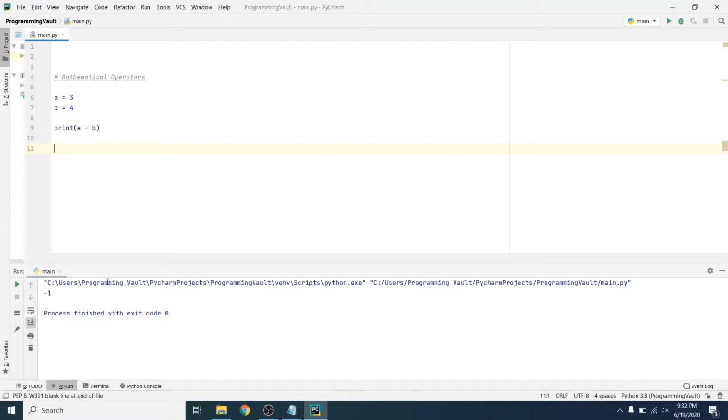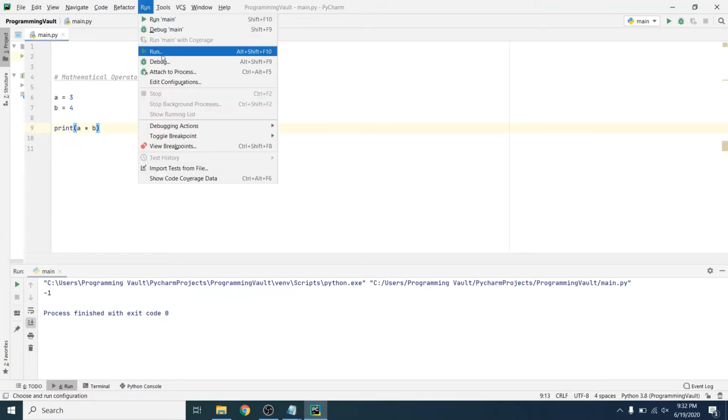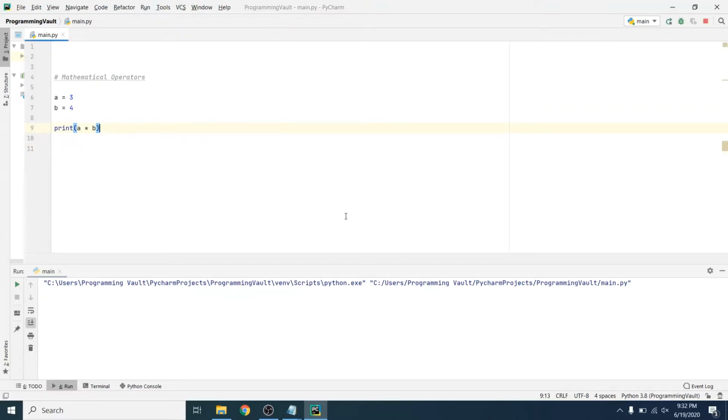And now we're going to do the multiplication symbol, which is an asterisk, and that multiplies two things together, of course, and you can do that with any length of numbers, right? So we'll go ahead and do that and hope we get 12. And we do. So 3 times 4 is 12.